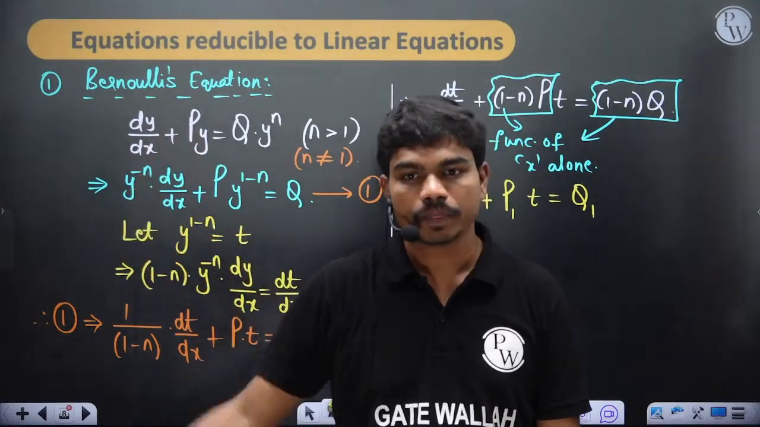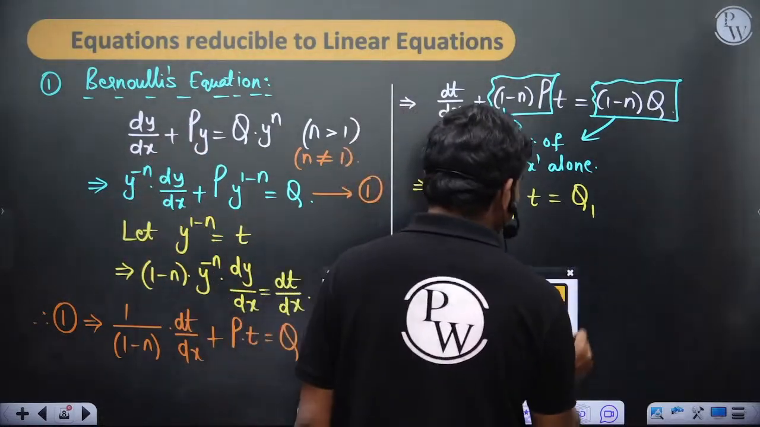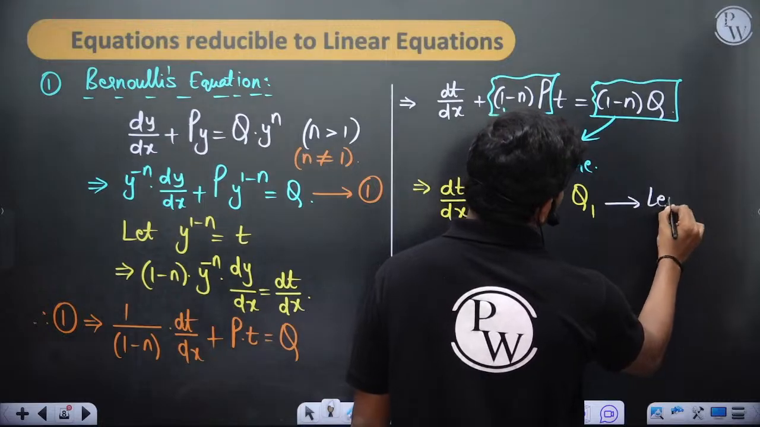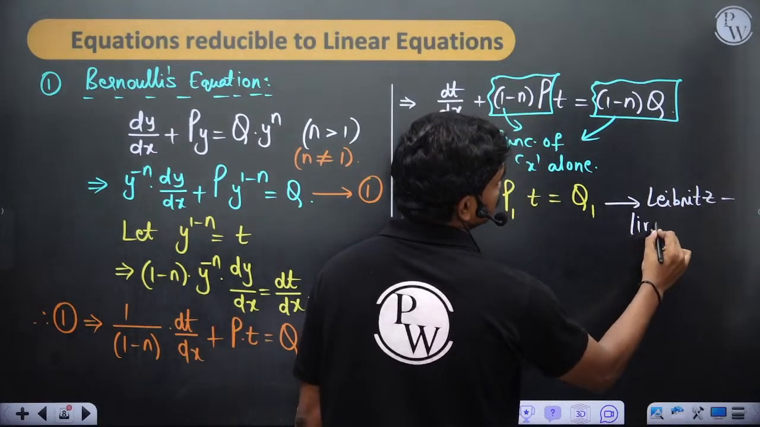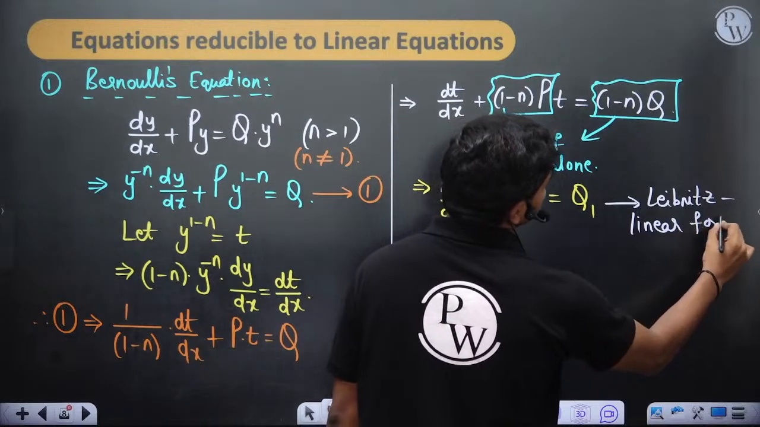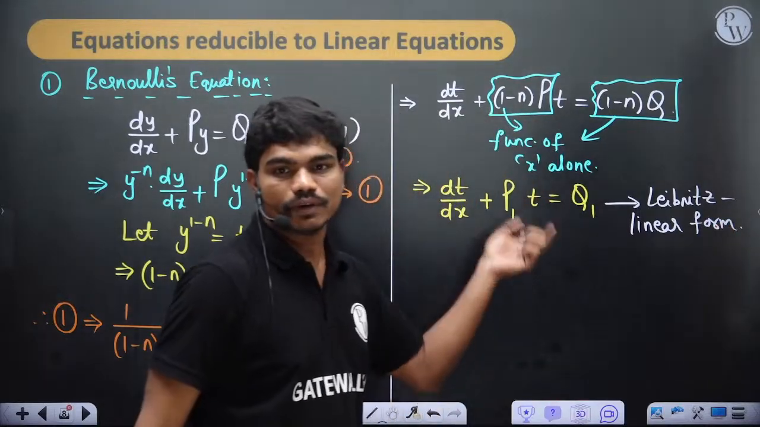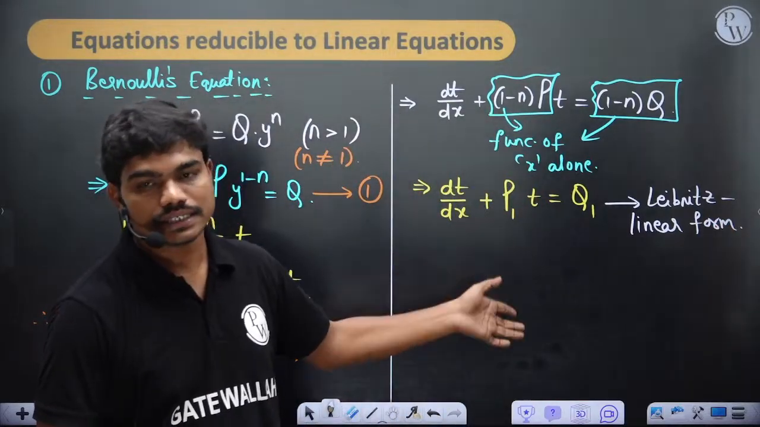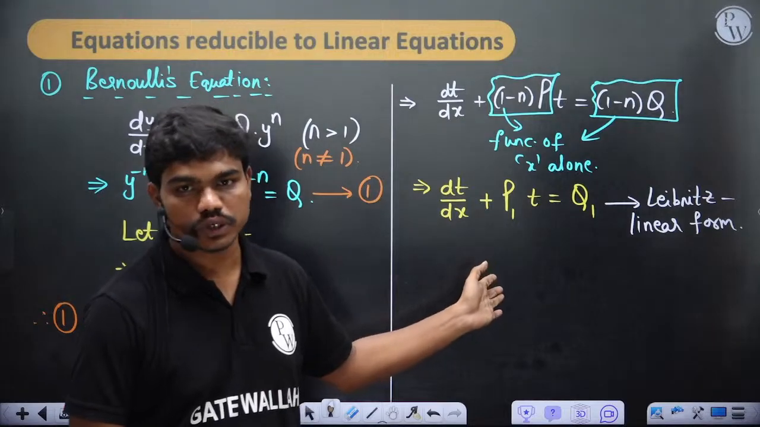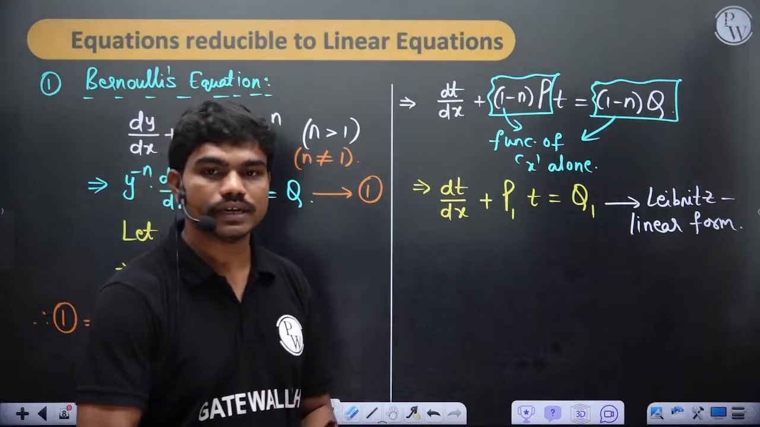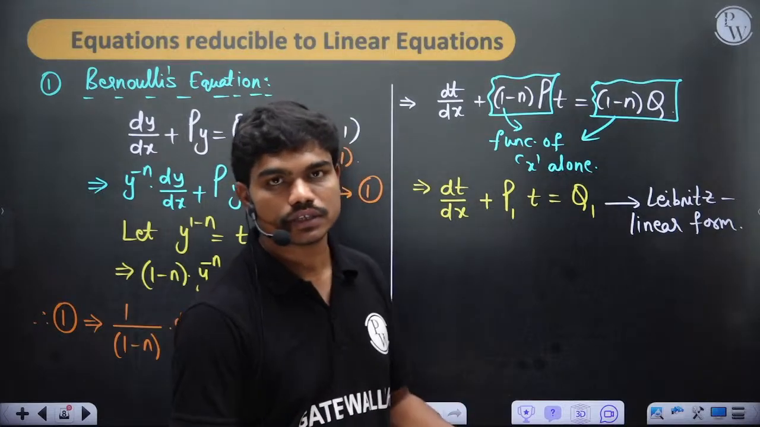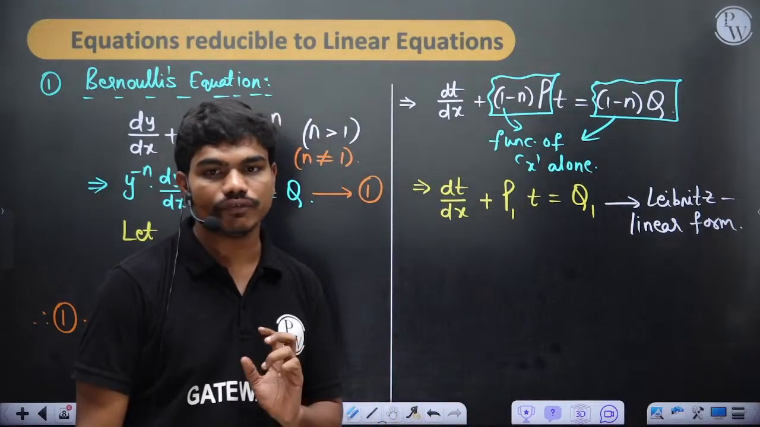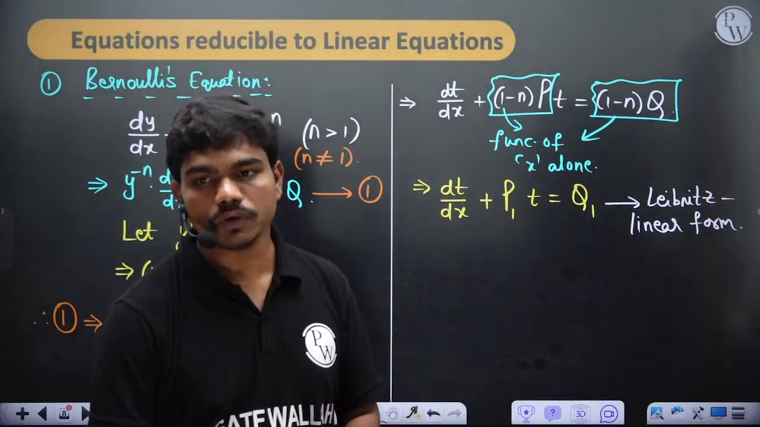Clear to all of you? Did you all understand? This is the Leibniz linear form. For this, we know the technique: e power integral p1 dx is the integrating factor. If you multiply, you'll get the solution of course. The solution will be in terms of t and x, but if you replace t as y power 1 minus n back into the solution, you'll have the solution in terms of x and y. Clear to all of you?